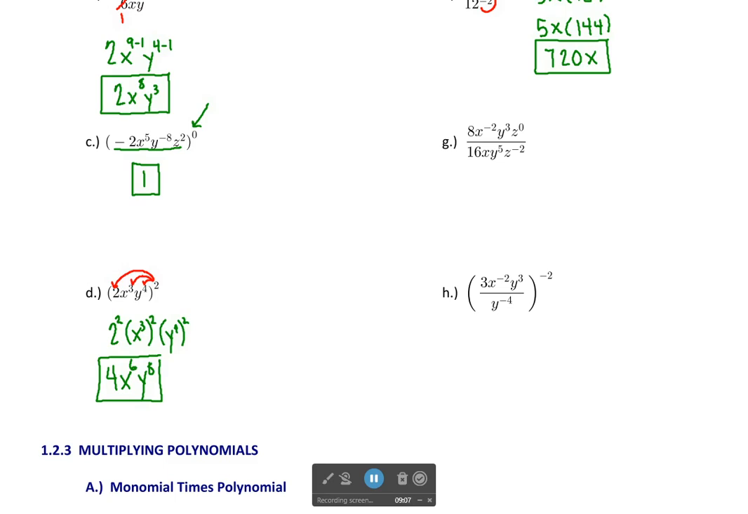Between 8 and 16, we have a common factor of 8. 8 divided by 8 is 1. 16 divided by 8 is 2. Then we have a combination of positive and negative exponents. So I'm going to move things around a bit. Anything with a negative exponent, I'm going to move to the opposite place in the fraction.